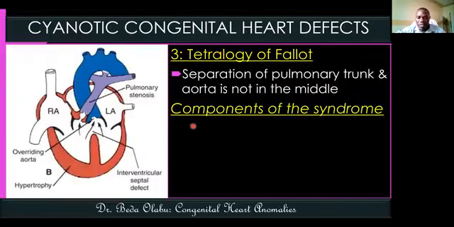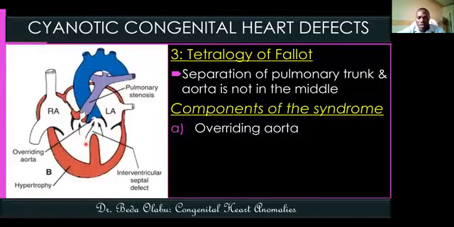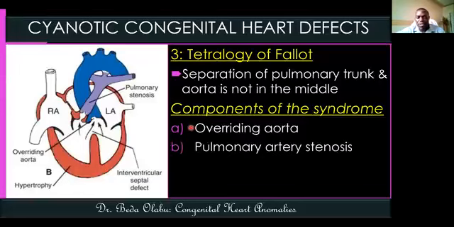One of the disorders is this, that the aorta is so wide that it is arising from both left and right ventricle. And that is what we call overriding aorta. The second problem is this, that the pulmonary artery is so narrow. So narrow pulmonary artery is what we're calling pulmonary artery stenosis.